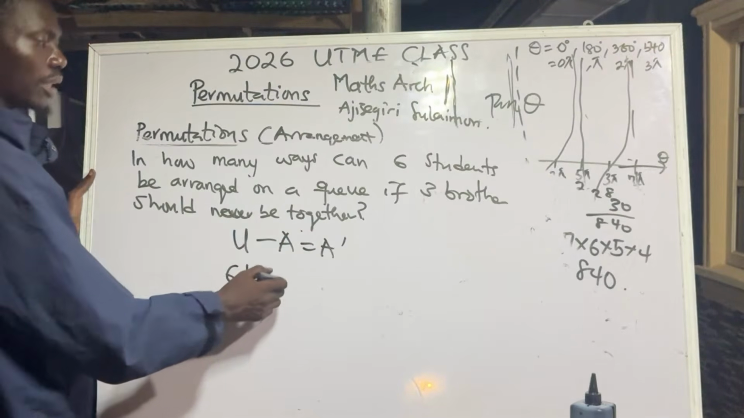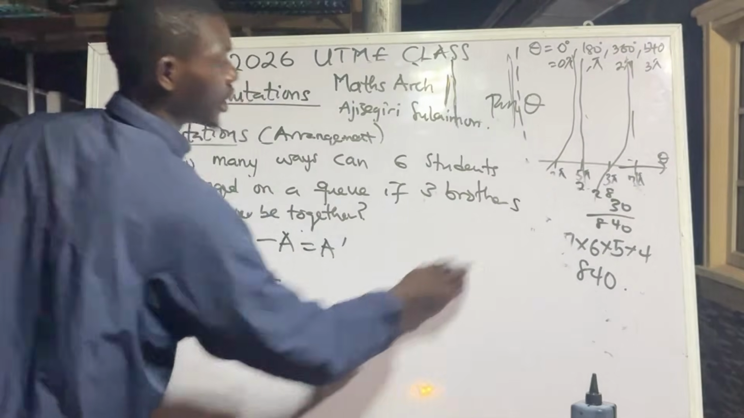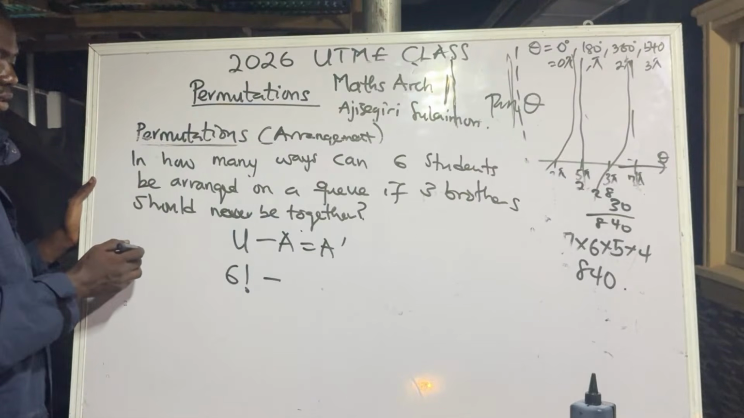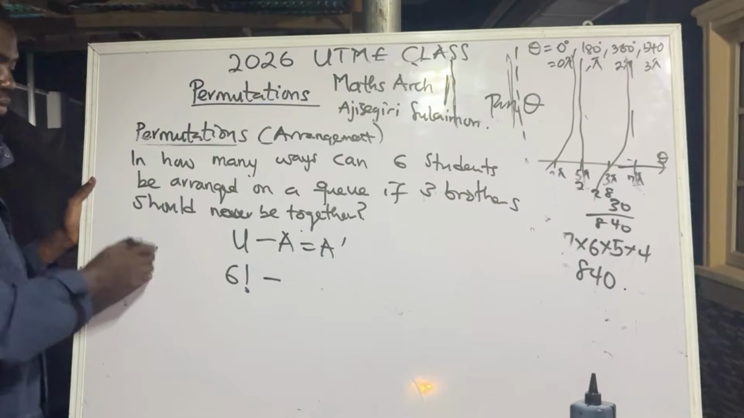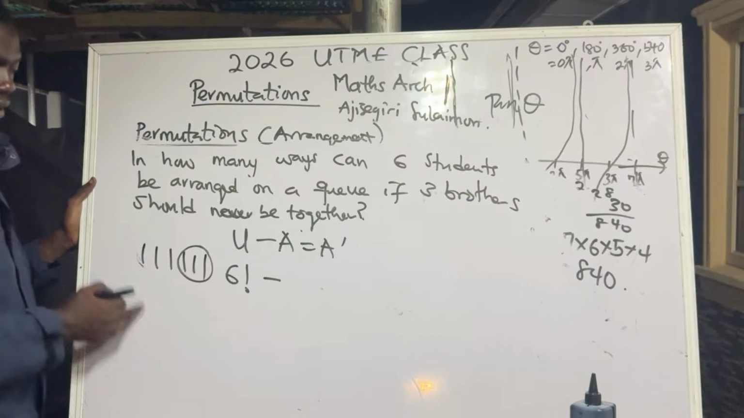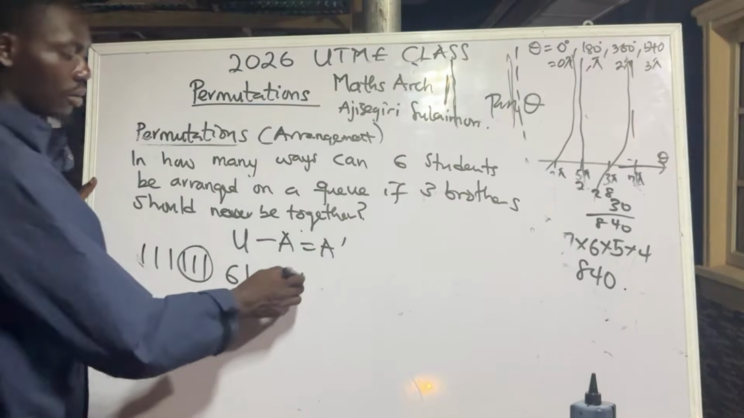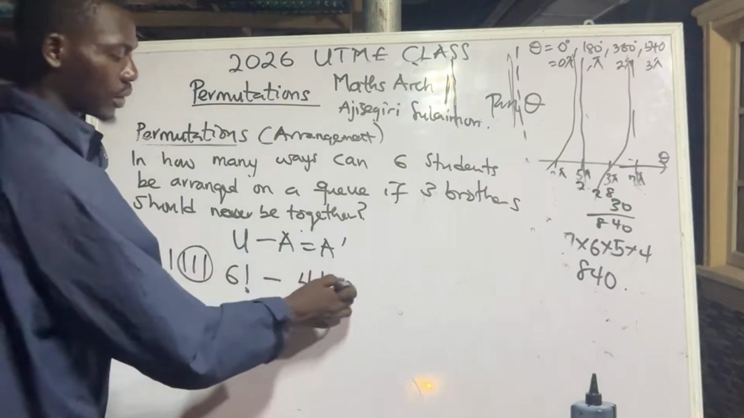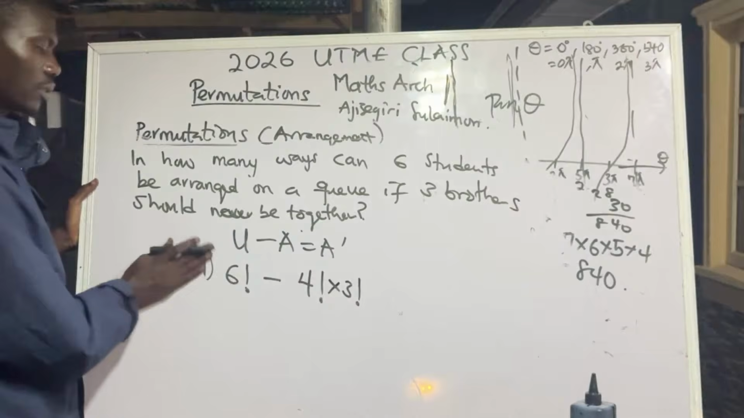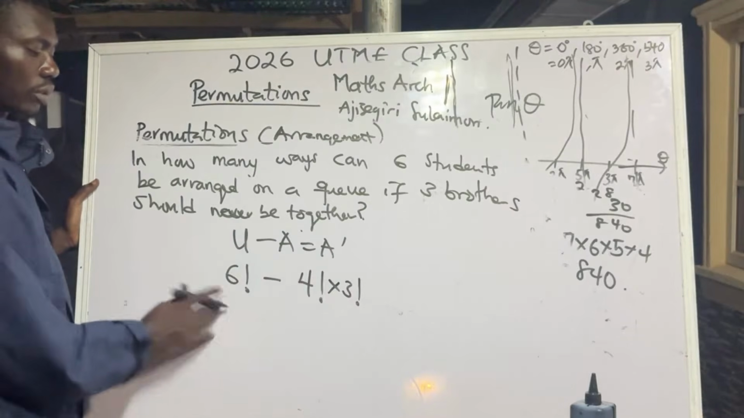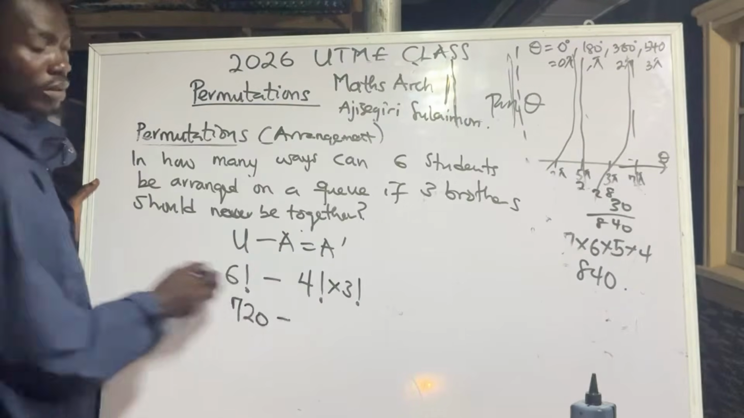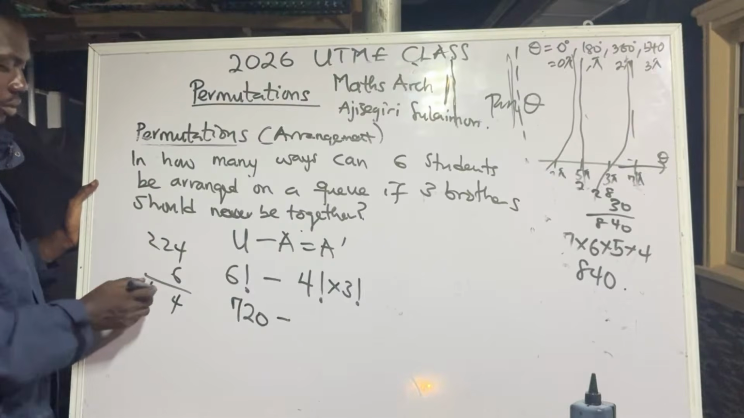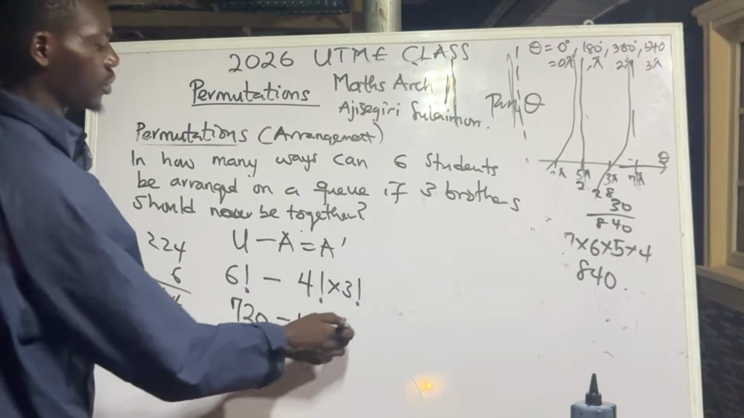What's the universal? 6 factorial. 6 factorial minus, if the three brothers should always be together, that means the three brothers count as one, so instead of 1, 2, 3, 4, 5, 6, we have 1, 2, 3, 4. 4 factorial. Then go back to the three brothers. How many ways can you arrange them? 3 factorial. Are they identical? 6 factorial is 720, 4 factorial is 24, and that one is 6. 24 times 6 is 144, and you subtract to get your answer.